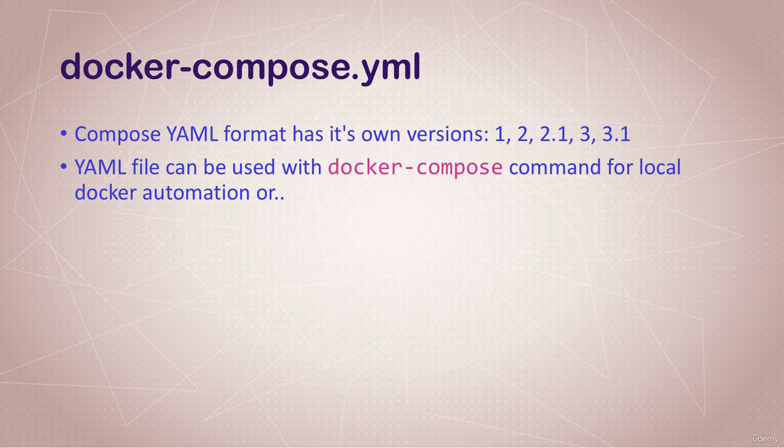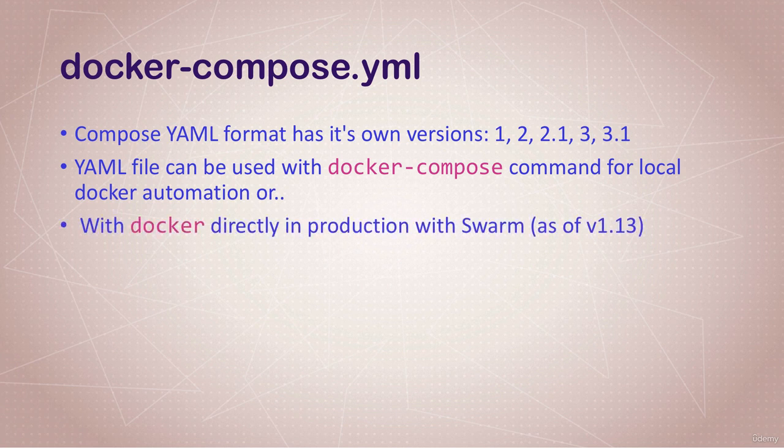And this file can actually be used with the Docker Compose CLI, which we'll talk about in a minute. And this is, again, mainly for local development management and just making it easier to get around in your environments on your local machine. But now, starting with the beginning of 2017, we have version 1.13, and anything beyond that, these files can now be used directly with the Docker command line in production with Swarm.